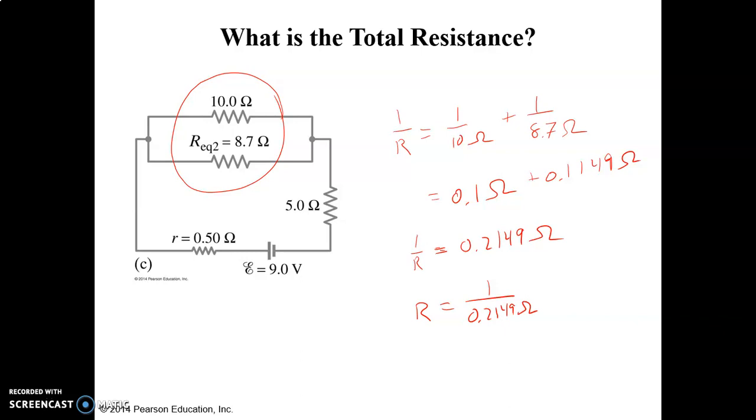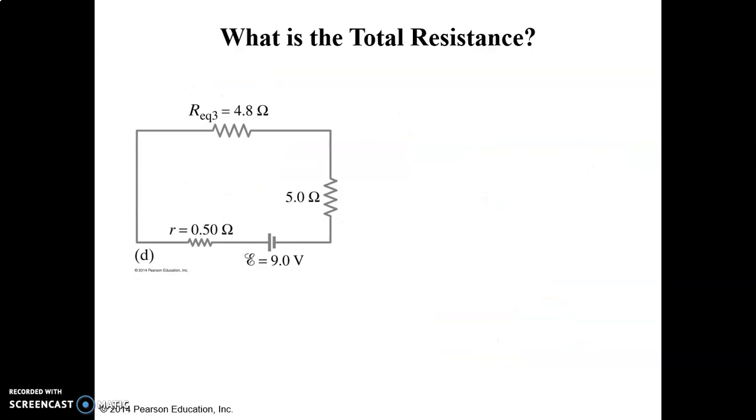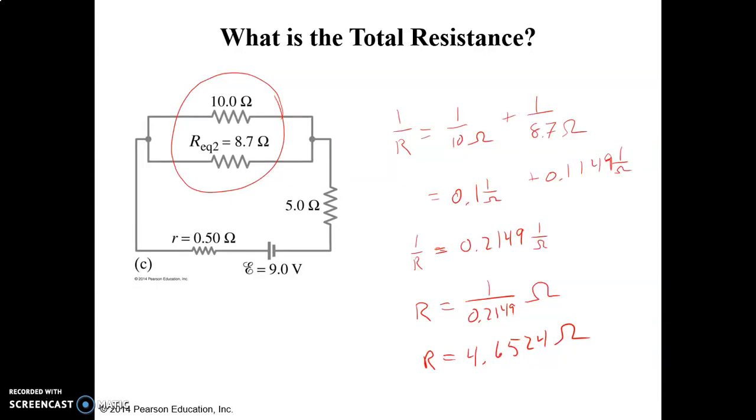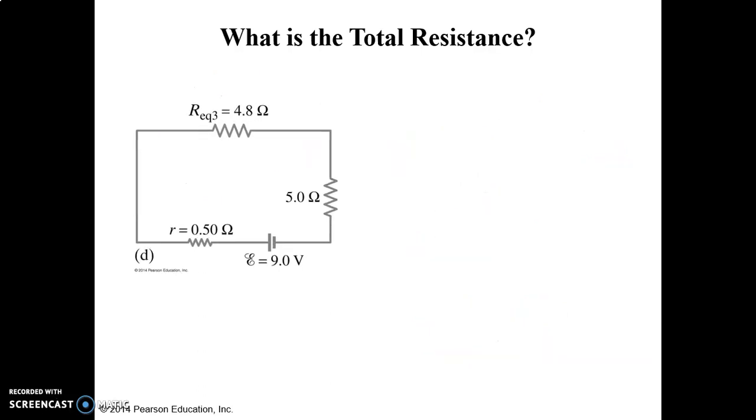Excuse me, I just realized I made a mistake with my units here. These are all 1 over ohms. And that would make this all in ohms. Taking that, my total resistance would be 4.6524 ohms. Significant figures, we're going to round it down to 4. This figure, I got 4.65, which should be 4.7, but the textbook must have had some different rounding formula or whatever. They got 4.8.